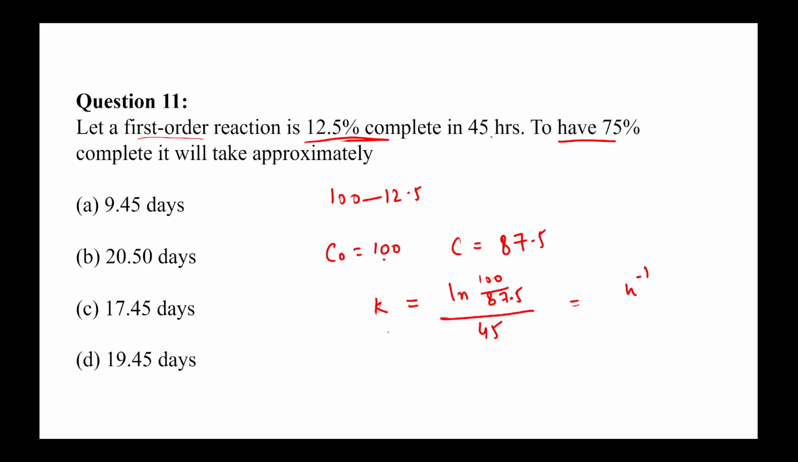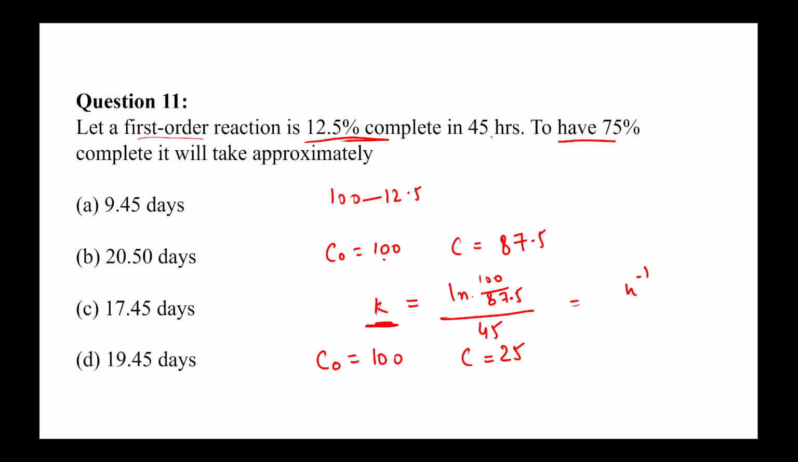Then you just have to calculate the time for 75% complete reaction. If 75% of the reaction is completed, that means if C0 is 100, C will be 25, right? Because 75% of 100 is converted into product. So the remaining C will be 25. Again, you can use it in the equation, and from this you will already have the value of K. So you can calculate the value of T. This is clear?